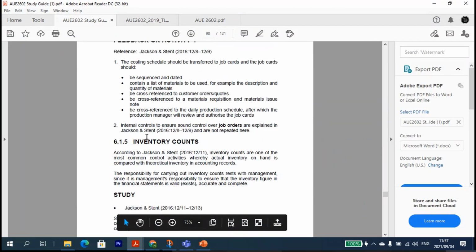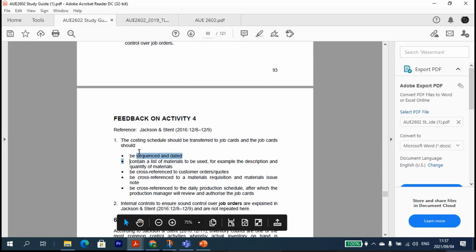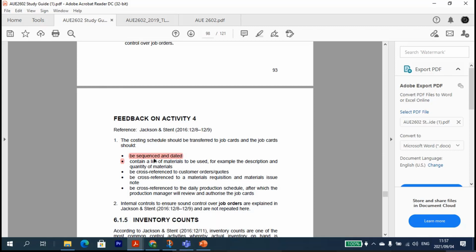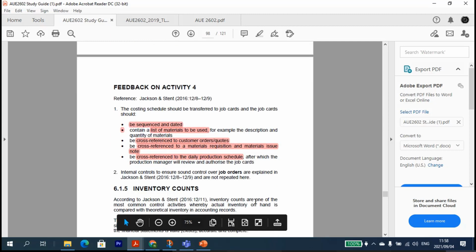Okay, let's go to maybe once you see. So a job card is sequenced, dated, contains a list of materials used, for example, the description and the quantities. It is cross-referenced to customer orders, and it is cross-referenced to material requisition and issue, and it is also cross-referenced to the production schedule. And after all of this, that's when they will authorize the job card.